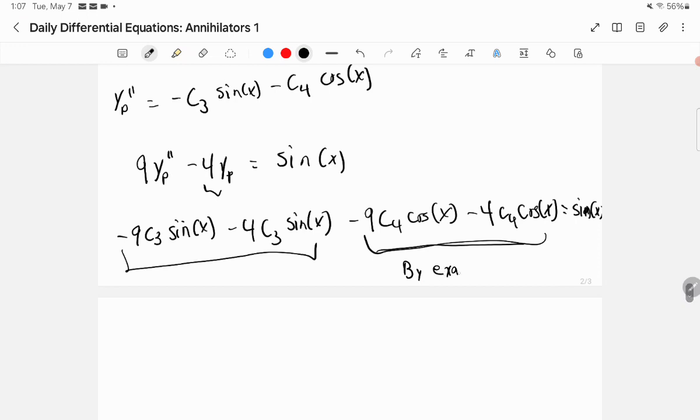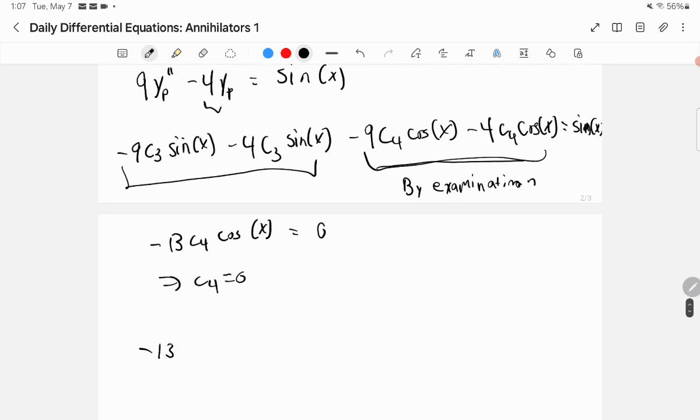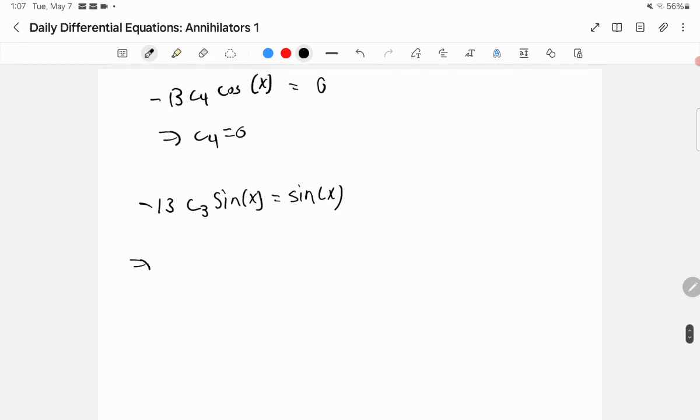So by examination, I could write it out explicitly, right? Minus 13 c4 cosine of x is equal to 0, which obviously implies c4 is equal to 0. And minus 13 c3 sine of x is equal to sine of x. And if I divide through by sine of x, that implies minus 13 c3 is equal to 1, which obviously implies c3 is equal to minus 1/13.